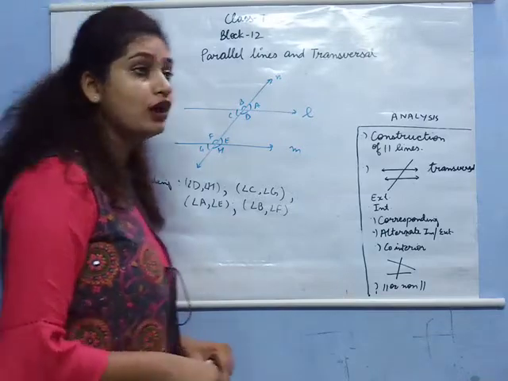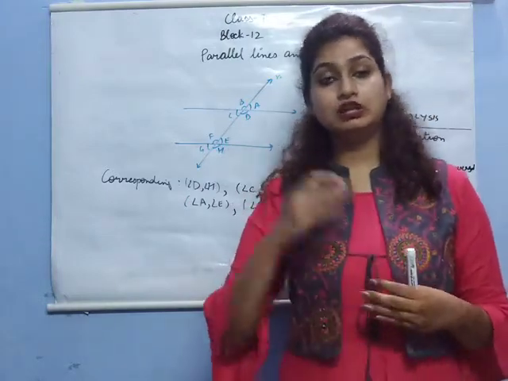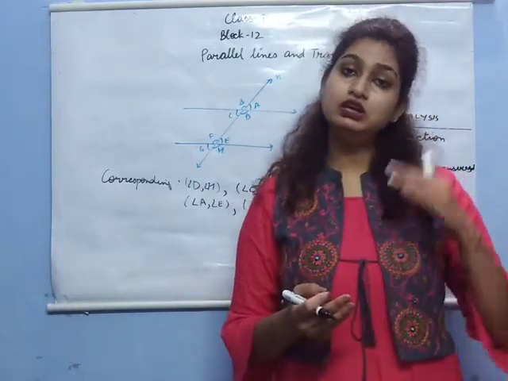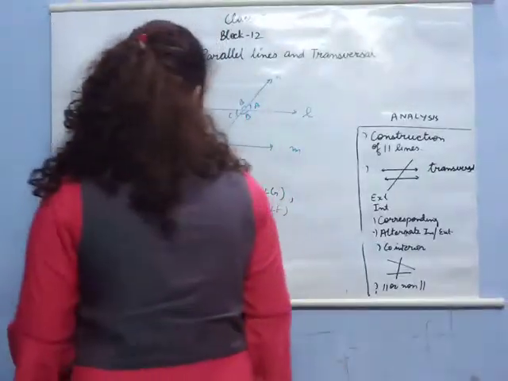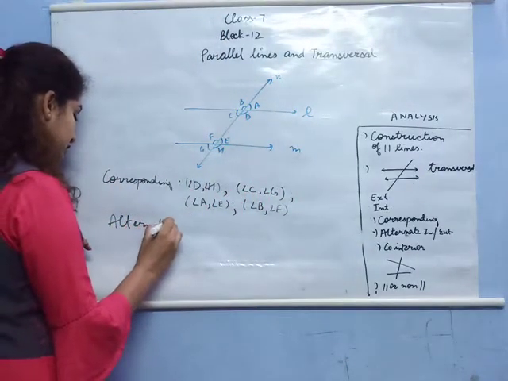Now comes alternate interior angles and alternate exterior angles. Alternate means one should be on the left side of the transversal and one should be on the right side of the transversal. Right? Alternate interior.